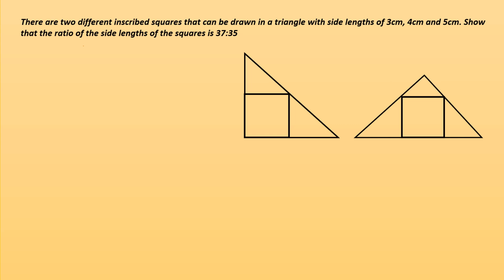In this question, we are given one triangle. Actually, we're drawing two triangles. They're both the same triangles with side lengths 3, 4, and 5 centimeters, and we have to show that the ratio of the sides of the inscribed squares is 37:35.